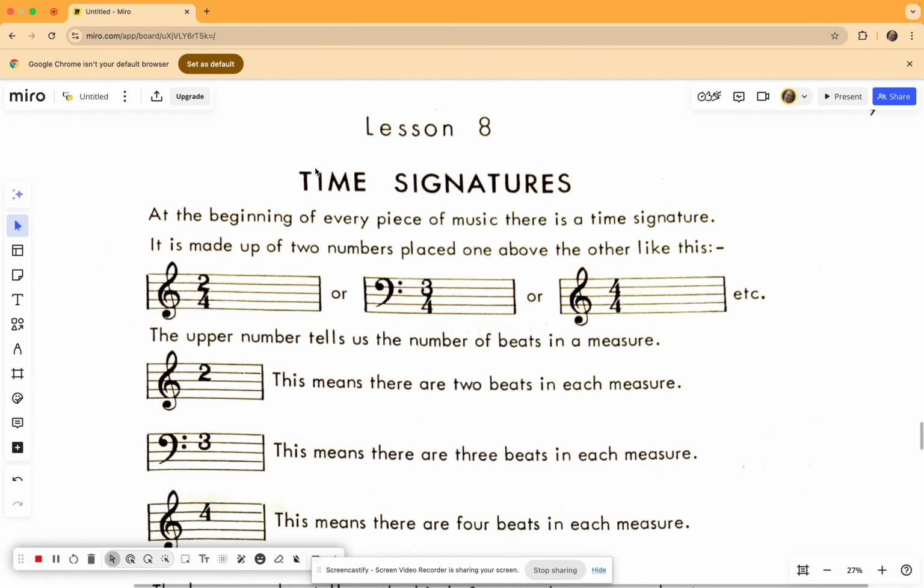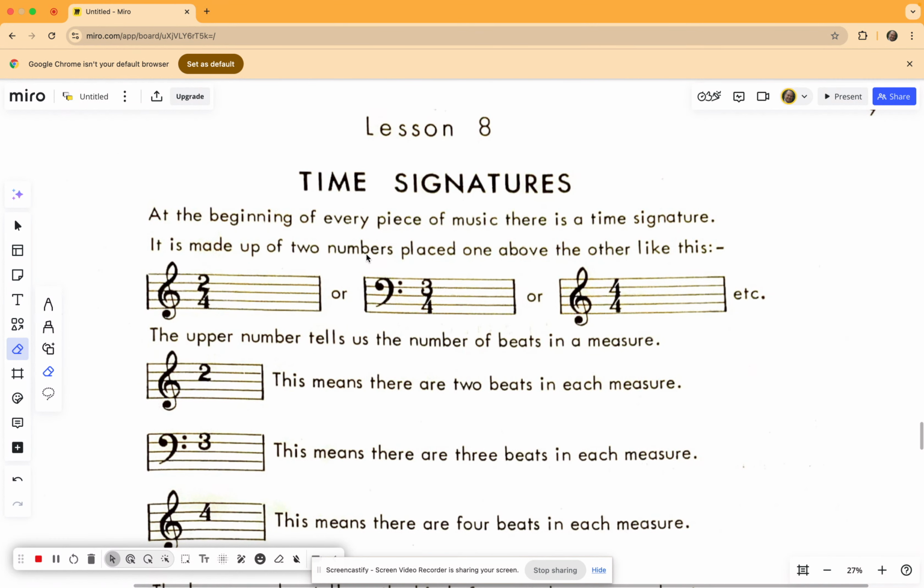We're going to go over lesson 8, time signatures. Just like anything else, if you put a document in front of me, what are you going to tell me to do? Sign it, right? Not my best signature, but the point is everything has a signature. It's just a way to understand how music moves and how the flow of time goes in music. And it's also grouped in certain patterns. So at the beginning of every piece of music, there is a time signature.